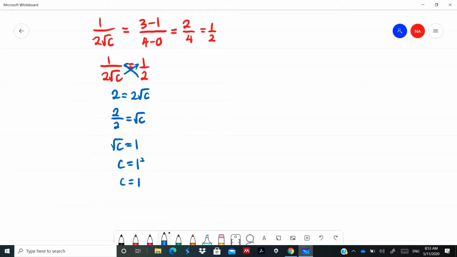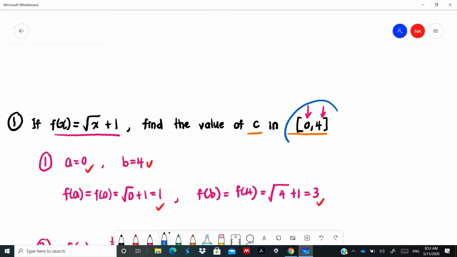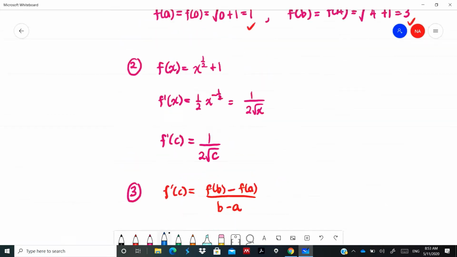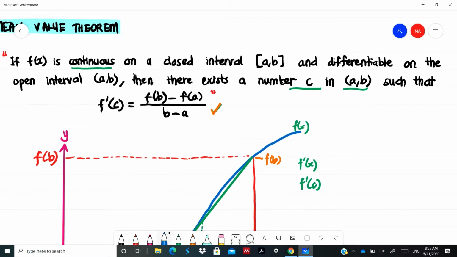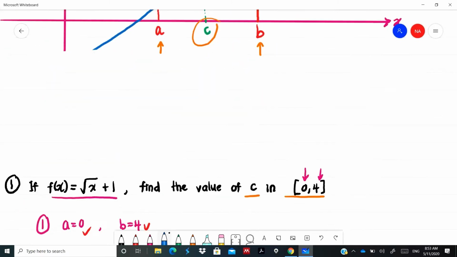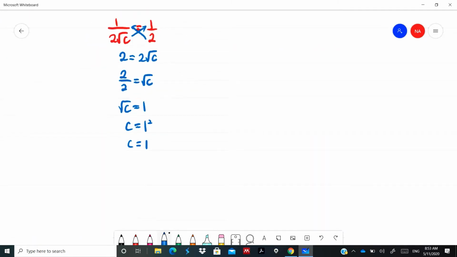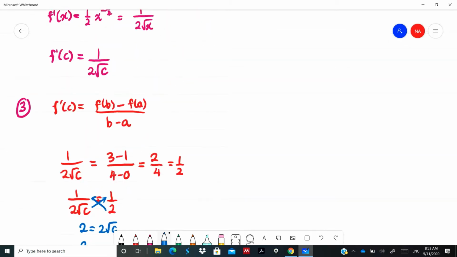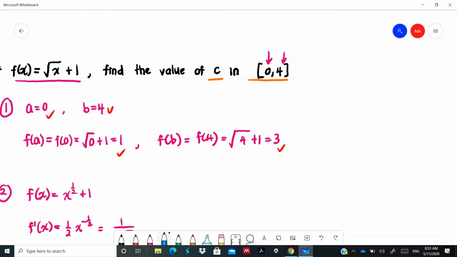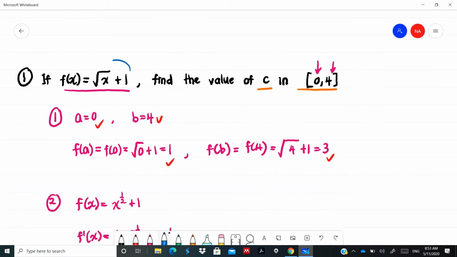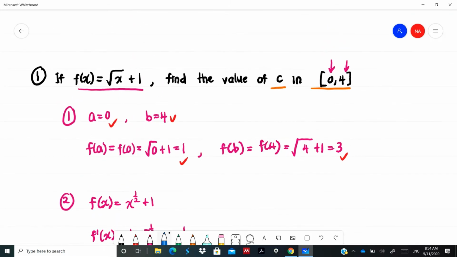So we know that the value of c is actually 1, and we know that c is in this interval. So there exists a c in this interval, since 1 is between 0 and 4, the open interval 0 to 4. Meaning to say that at the value 1, the gradient of the tangent line is given by f of b minus f of a over b minus a.